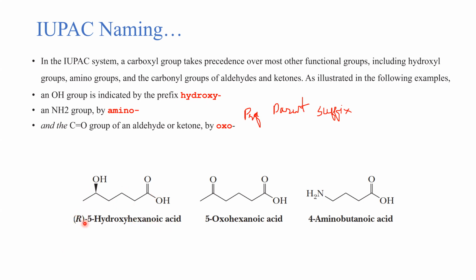And now we have to write the R, because there is no double bond. This is the alkane, and there is a chiral carbon. And for this, we use R and S, rectus and sinister, right? R and S configuration. So for this chiral carbon, we will see whether the priority order is counterclockwise or clockwise. If it is counterclockwise, then we will write S. If it is clockwise, then we will write R.